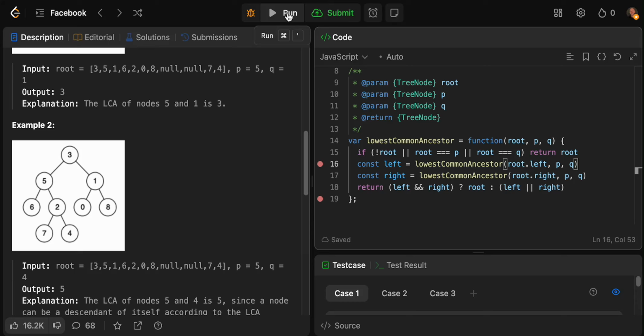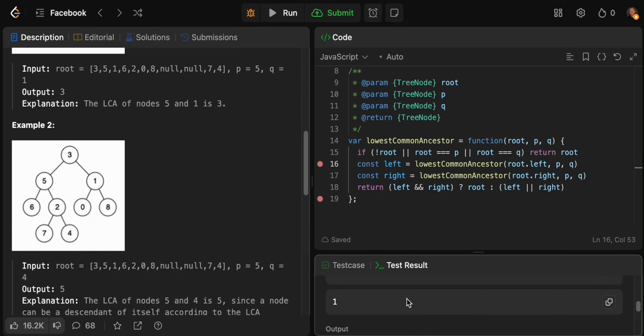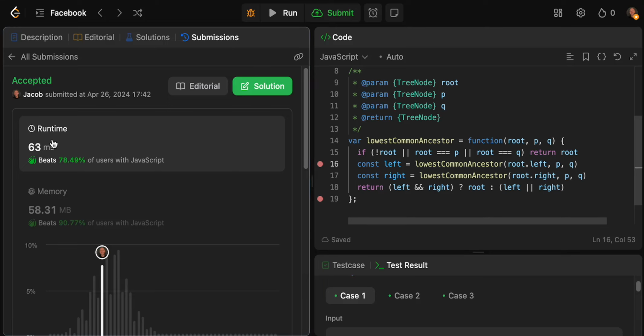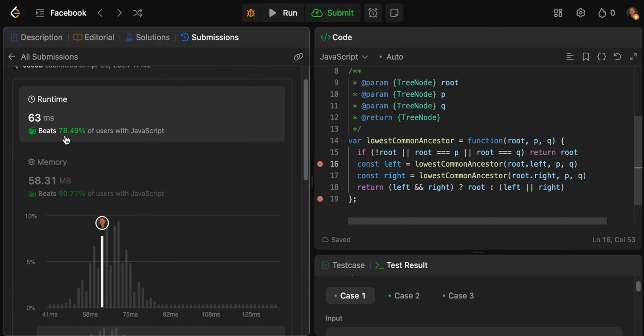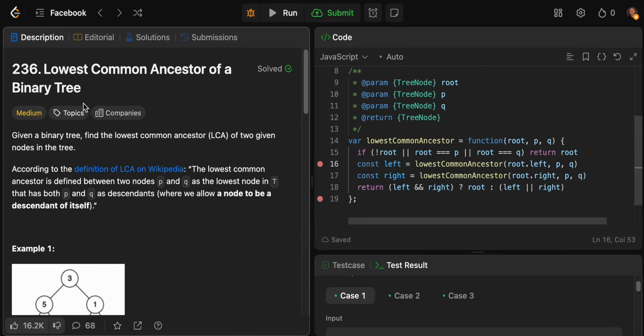I'm going to go ahead and run this just to show you that it does work. Wonderful, amazing, and then we're going to submit as well. So here we go. We are better than 78.49%, and our memory is quite good as well. So, yeah, that was 236, lowest common ancestor of a binary tree, as part of our Facebook interview question series.